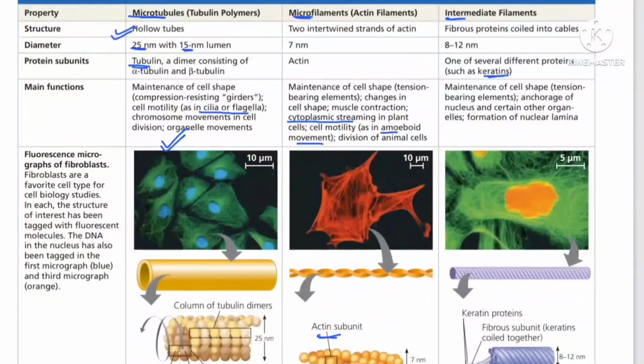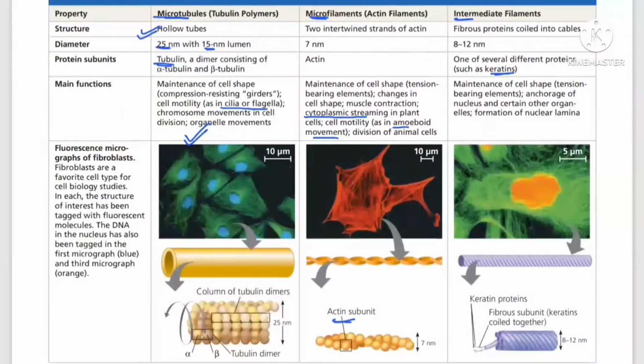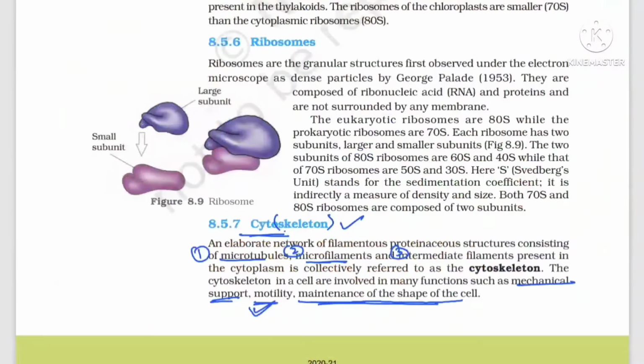But in case of the intermediate filaments, they will not go for such things. There will be no polarization, no polymerization, and no depolymerization. So I think the cytoskeleton topic is clear to you, beta. Now let us see the next organelle, ribosomes.